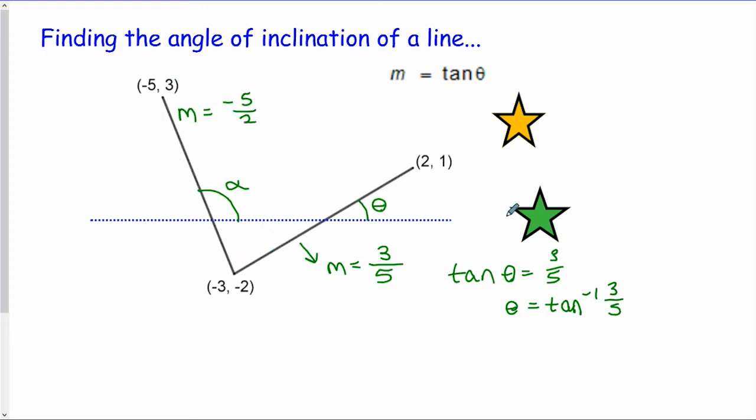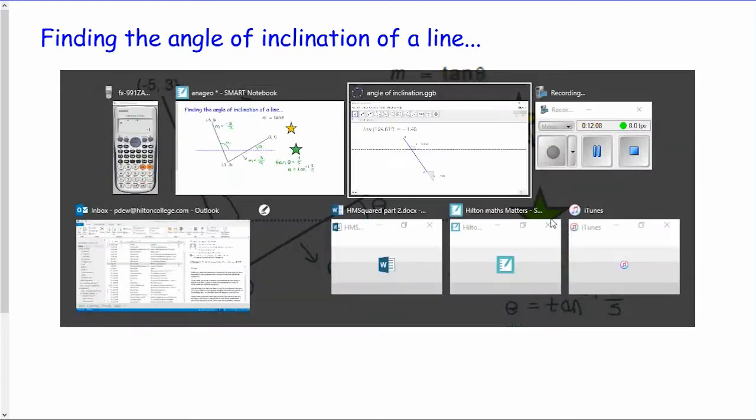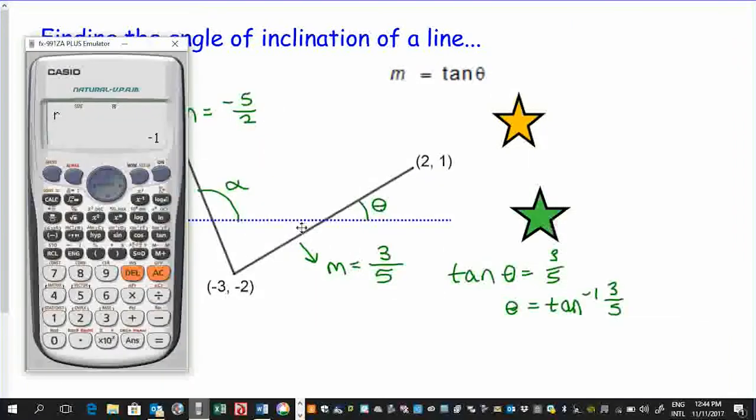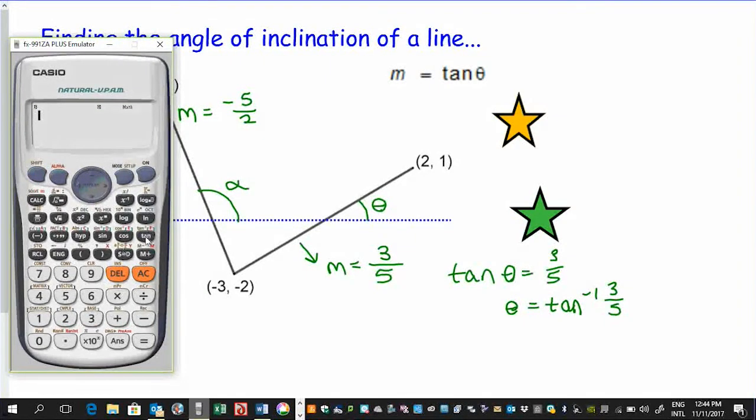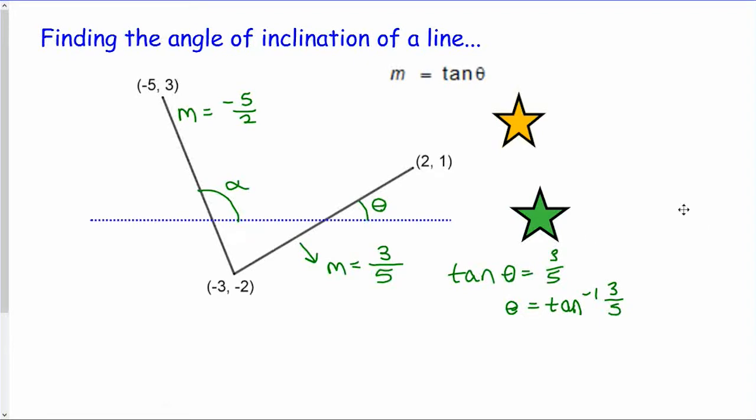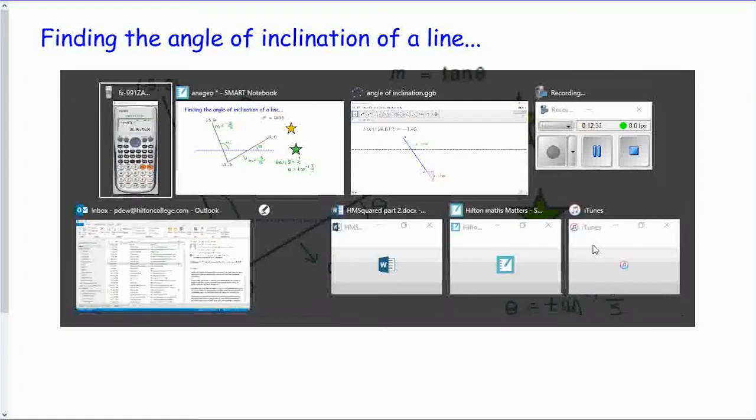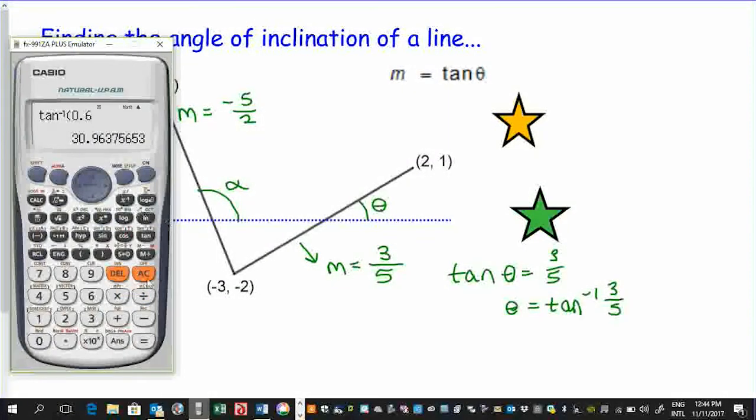Right, so let's now go to our calculator and see what happens here. So we seem to have lost the calculator. There it is. Okay, so the first one's very straightforward. Shift tan of 3/5, and I get about 31 degrees. The next one, slow learner, sorry, lost the calculator again. The next one, I'm going to undo tan.